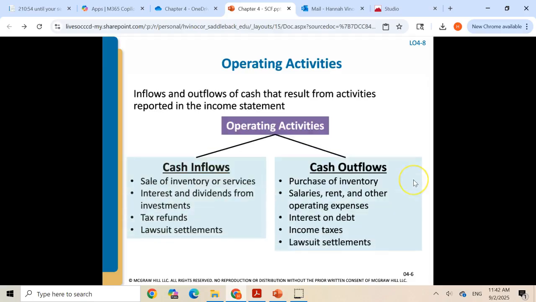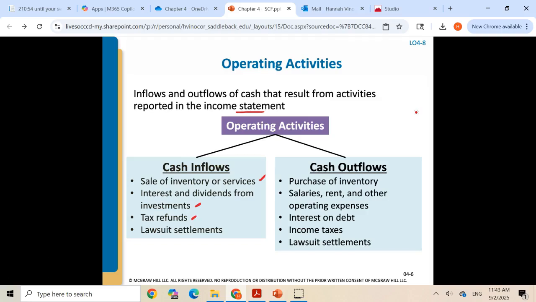Let's talk about the operating activities in the statement of cash flows. In the operating activity, we're going to show the inflows and outflows of cash that result from activities reported in the income statement. So what are examples of the cash inflows? Remember, these are all cash items. Our cash inflows are any sale of inventory or services, any interest income or dividend income we have from our investments, which is interesting because it does not go in the investing activities. So just keep that in mind.